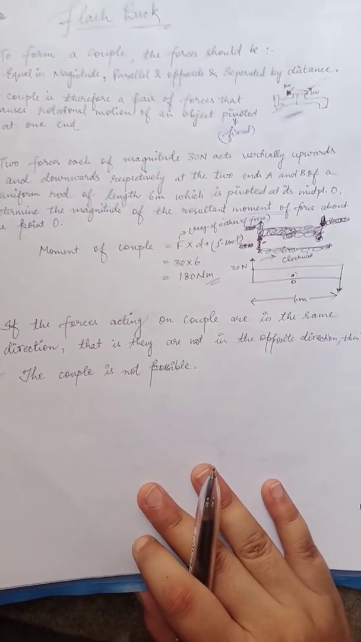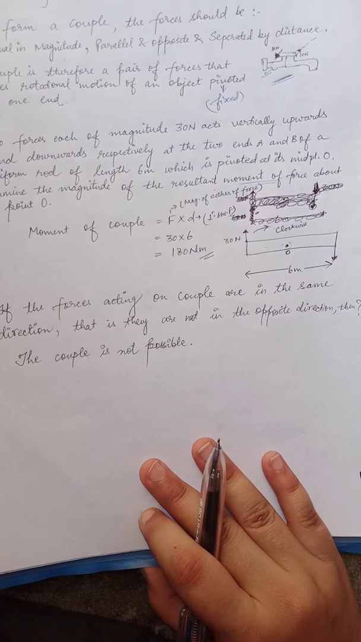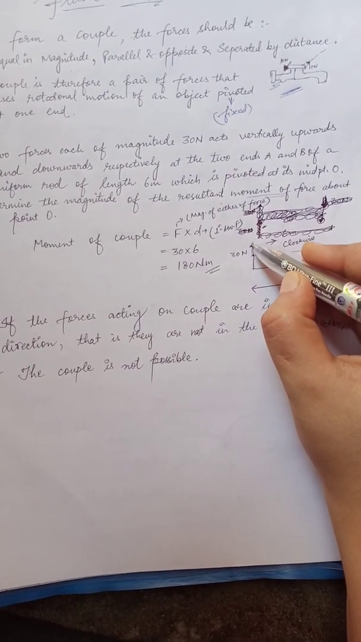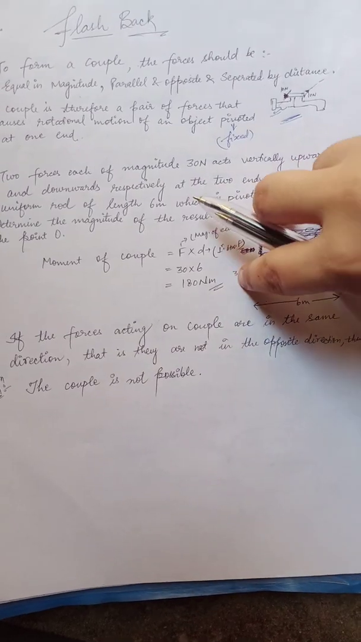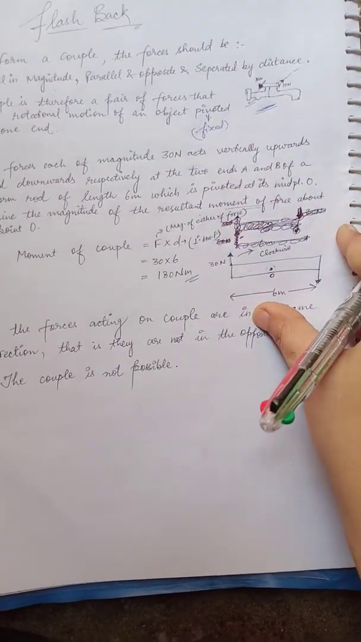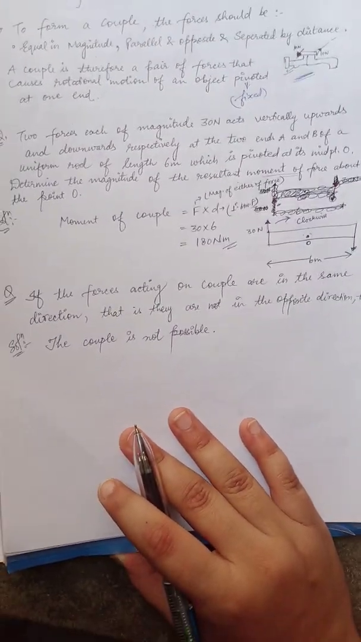Now in which direction could it be? 180 Newton meter in clockwise or anti-clockwise? You can see here, the first force is acting vertically upwards. Upward means it will rotate in this way. Students, it will rotate in this manner, that means it must rotate clockwise. This you should remember.